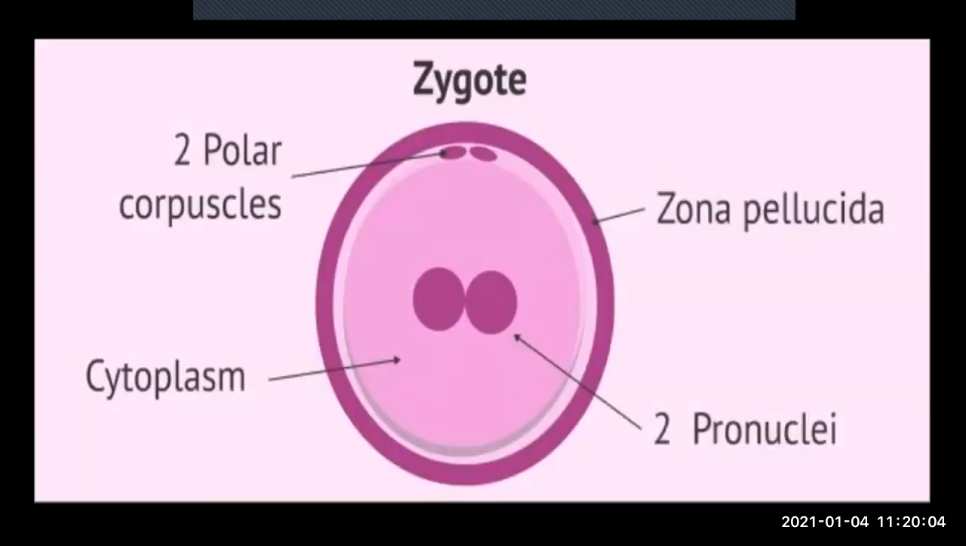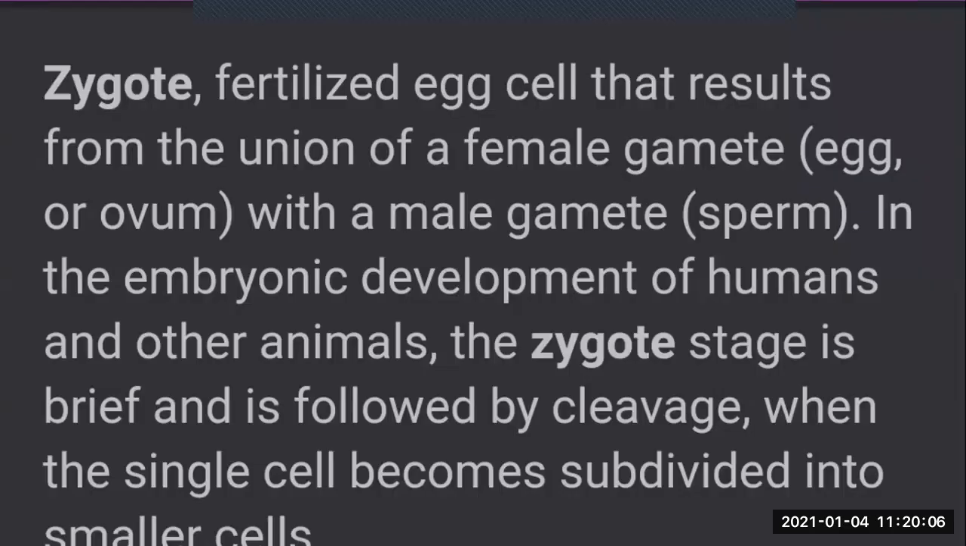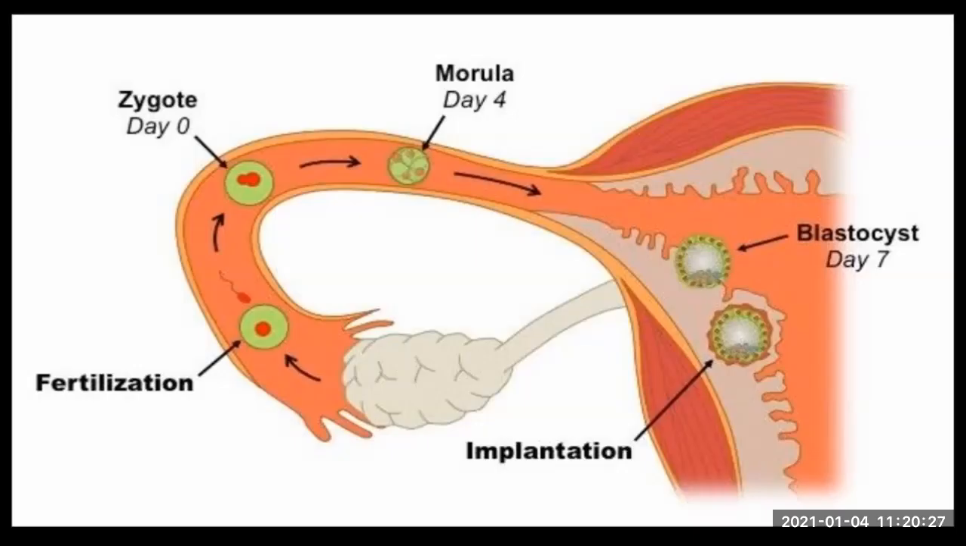Then you get the zygote. The zygote is a fertilized egg cell that results from the union of the female gamete with the male gamete in the embryonic development of humans and other animals. The zygote stage is brief and is followed by cleavage, when the single cell becomes subdivided into smaller cells. That is all about the zygote.